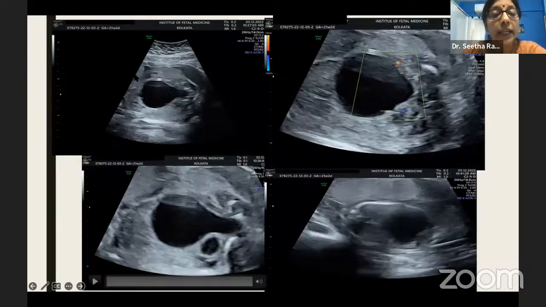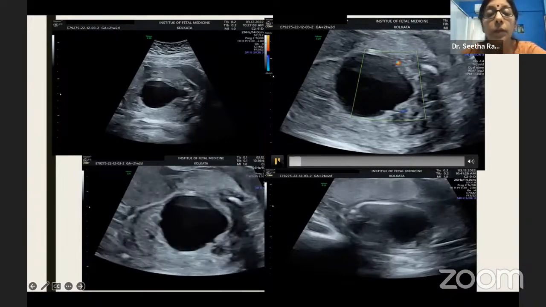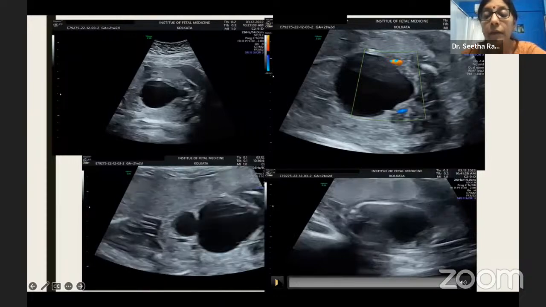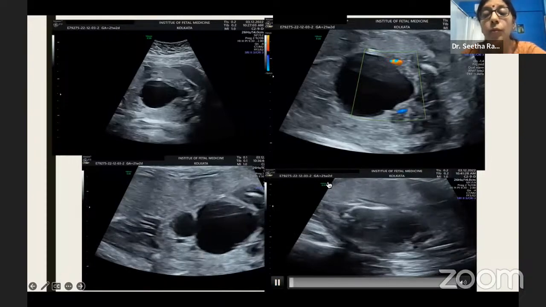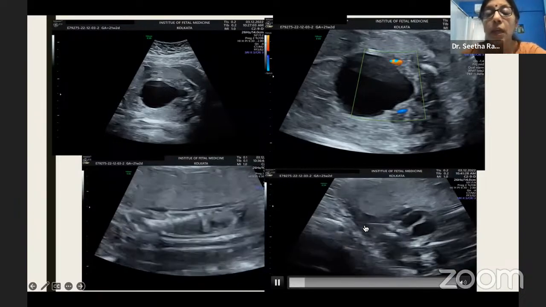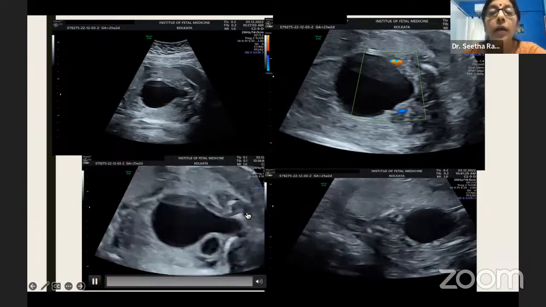Now, again, some of these cases are typically predicted in the second trimester, where you can see the bladder keyhole sign, typically with a dilated proximal urethra, and scanty liquor at almost 21 weeks, obviously with a very, very poor prognosis, and most of them end up with termination.